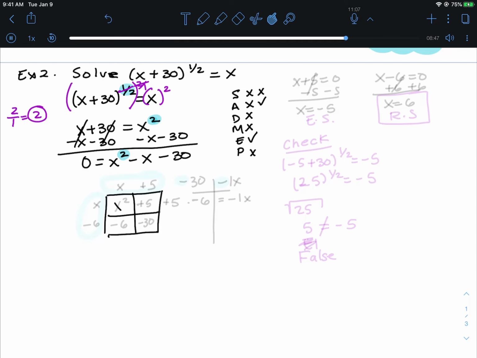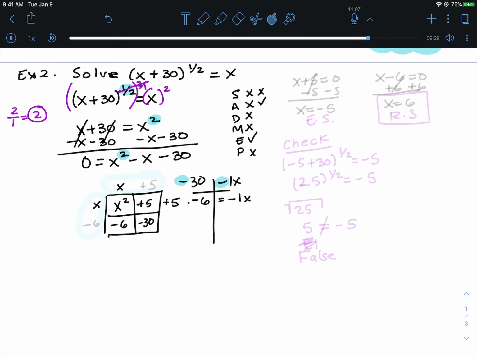The x squared goes in the first box, and the negative 30 goes on the outside. So I have to figure out what times what equals negative 30, but adds to negative 1x. I can automatically think about 5 and 6, but now I need this to be negative when added. That means the negative 6 should be negative and the 5 should be positive, because then that will equal negative 1x. So I'm going to put the 5 and the negative 6.